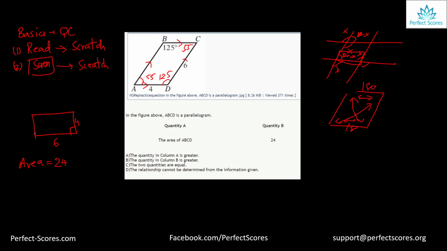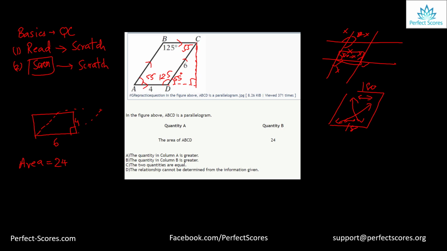The difference is that this becomes something like this, right? Now there are multiple ways of solving this question, but the way I'm thinking right now is that I want to find the area of this parallelogram. So I will try to recreate its height. This is the height of this parallelogram, right? And of course, if this is 125 degrees, that means this is 55 degrees.